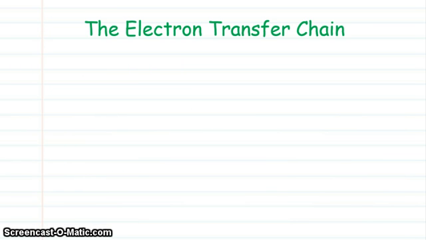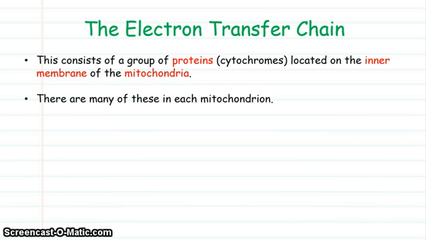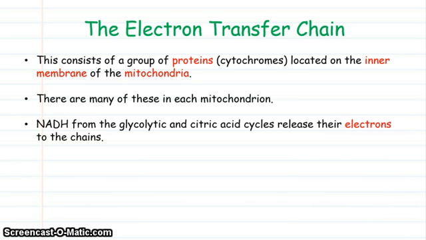Okay, what follows the citric acid cycle is the last part of aerobic respiration, the third part, the electron transport chain. Now, this involves a bunch of proteins on the inner membrane of the mitochondria, which are called cytochromes. And what happens? NADH from both glycolysis and the citric acid cycle, this is where they release their electrons and their hydrogen ions.